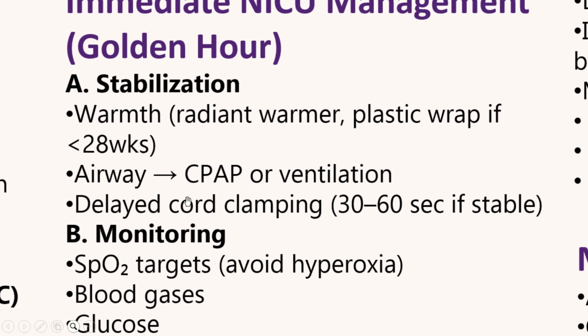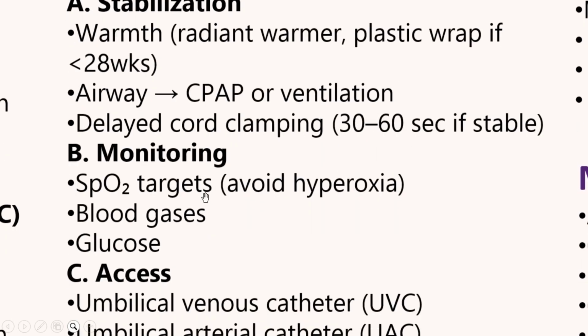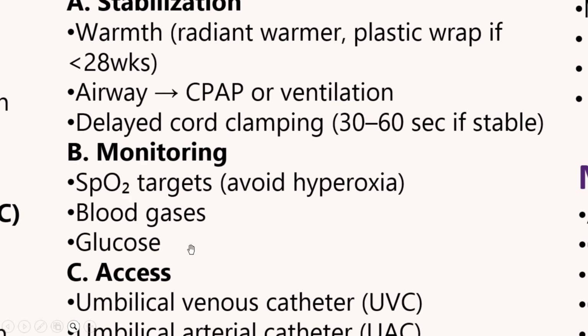Delayed cord clamping is important if that baby is stable, because remember, anemia of prematurity is real. So you need them to get every last drop of blood as much as possible. But milking of the cord is something that is highly discouraged, because if you milk this cord, you're going to cause a high surge in the blood pressure of the baby. And that high surge of the blood pressure is going to go ahead and lead to that baby having an intraventricular hemorrhage.